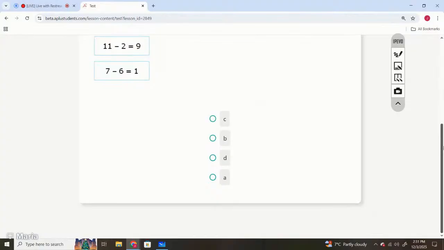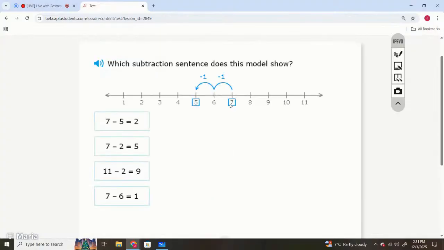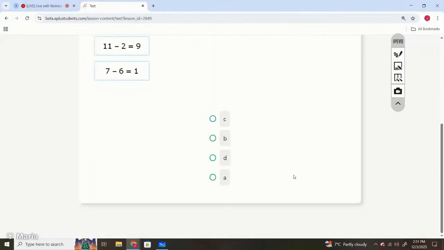Okay, so start with 7. Go back two times, so you end up on 5. So 7 take away 2 is 5. Option number B is the correct option.